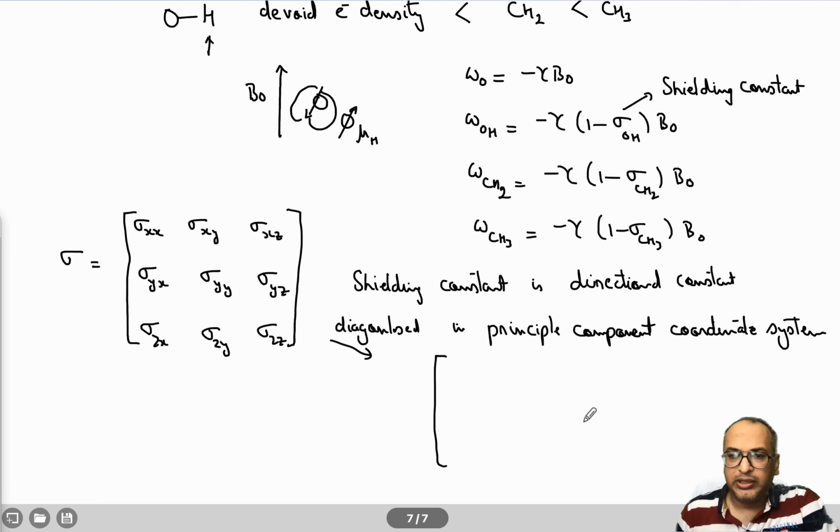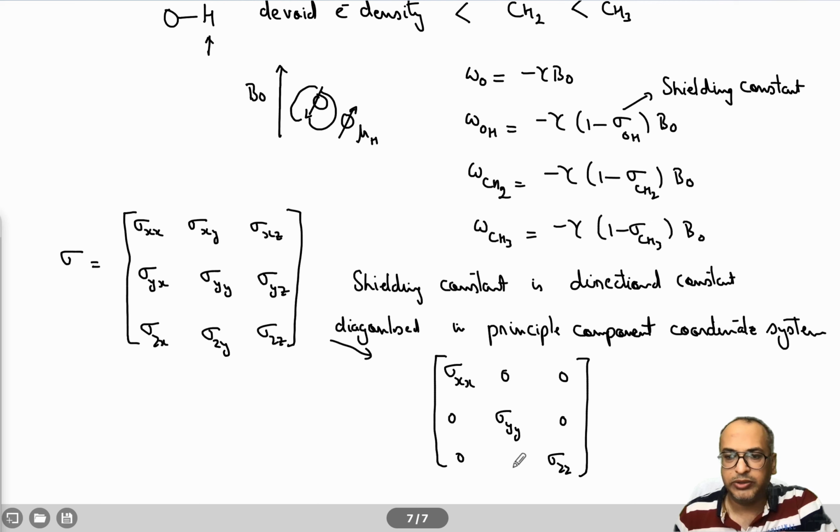So in that coordinate system, what is done is, you only have sigma xx, sigma yy, and sigma zz, which are the shielding constants along the axis, and the rest of the components you make 0. So by carrying out the diagonalization process, you make the rest of the components 0, and so you only measure the terms which are along the diagonal, which are sigma xx, sigma yy, and sigma zz, right?